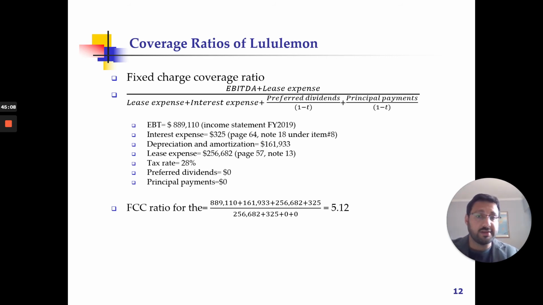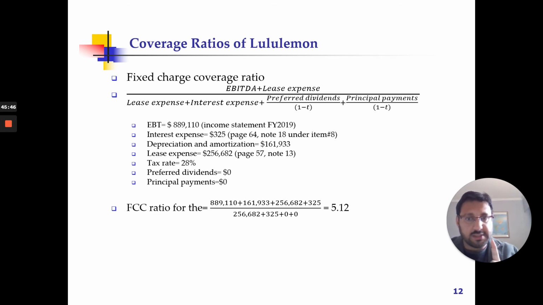Then the depreciation and amortization came from the cash flow statement for the fiscal year 2019. It is 161,933. And remember, I'm again ignoring all these three zeros, because once I take the ratios, these three zeros in the numerator and in the denominator are irrelevant anyway. They both will give the same ratio. Even if I start putting the three zeros in the numerator and the denominator, my slides will be more messy in that case.